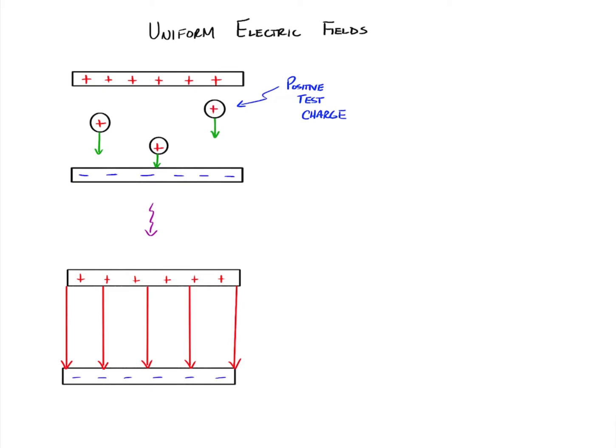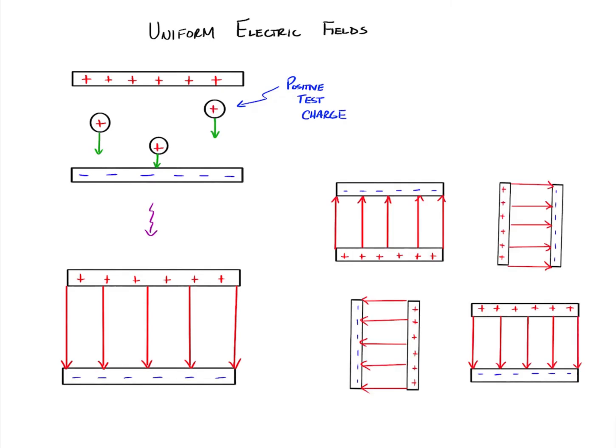And it doesn't matter which way these plates are arranged. Just to show you a few other examples, you could flip the orientation of these plates, but what you'll notice about all four of those examples is that the positive plate always has the arrows pointing away from it, and the negative plate always has the arrows pointing towards it. That's because the positive plate will always repel a positive test charge, and the negative plate will always attract a positive test charge.